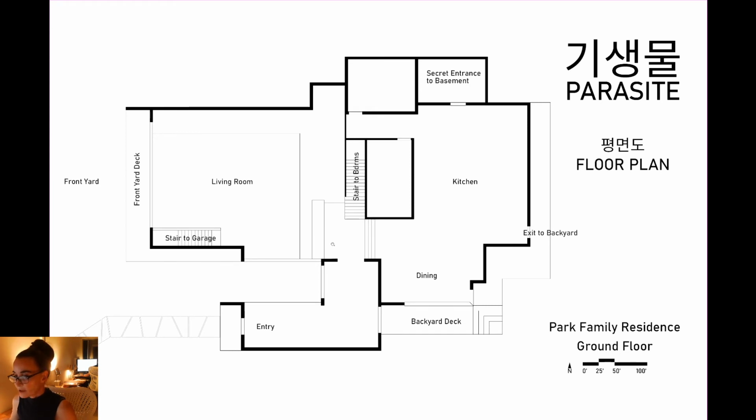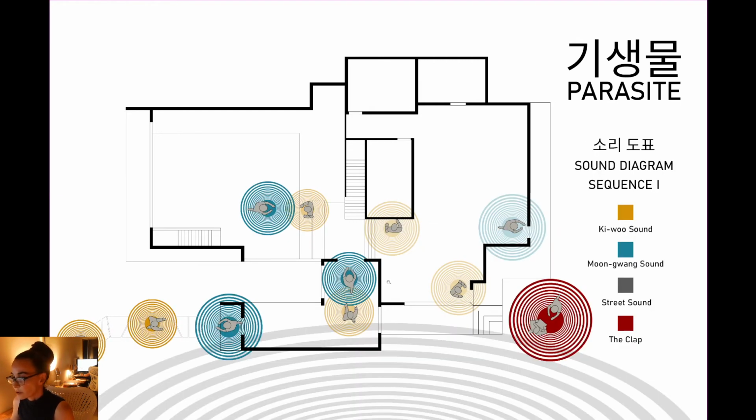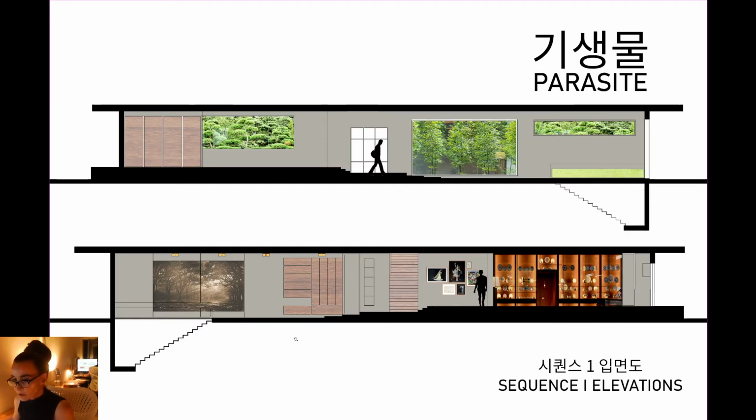The floor plans are of the ground floor of the Park family home, where both sequences take place. The movement and the sound diagrams follow the progression of Ki-woo and Moon Gwang throughout most of the space, including the front and backyards. The elevations are both sides of the full length of the ground floor. Living, entry, kitchen, dining. For me, the views through the expansive windows of the space are the strongest elements, so I chose to highlight those views, as well as a subdued color palette of concrete and wood finishes.